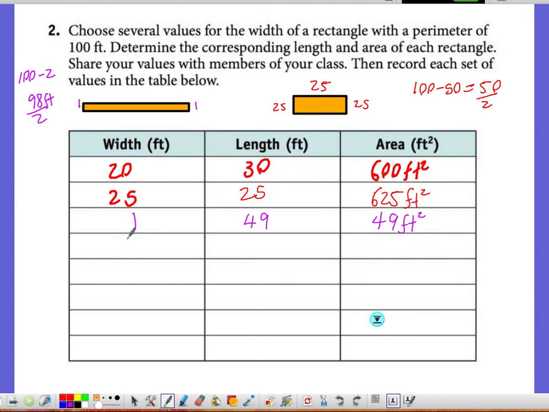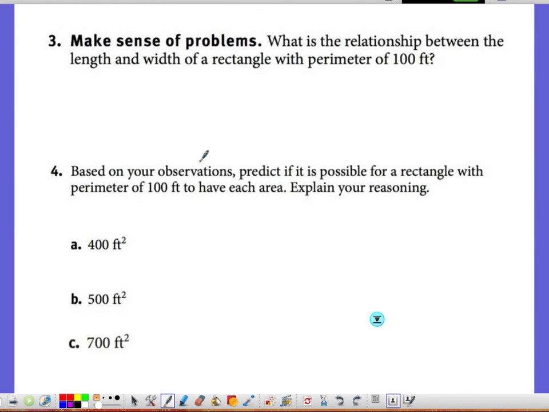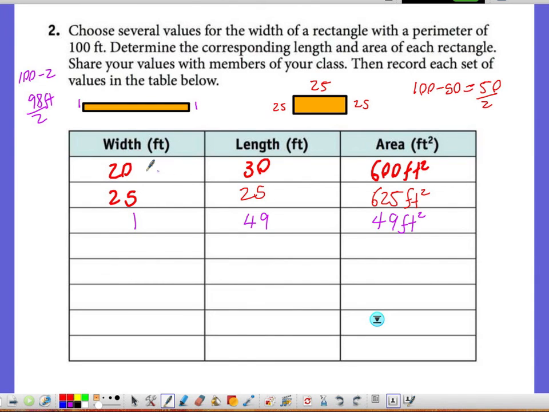Now take a look at each of these widths and lengths. Do you see a pattern going on here? What is the relationship between the length and the width? So here we have a width of 20, here we have a length of 30. Width of 25, length of 25, width of 1, with length of 49. What happens if we add each of these lengths and widths together? Notice that they all equal 50.